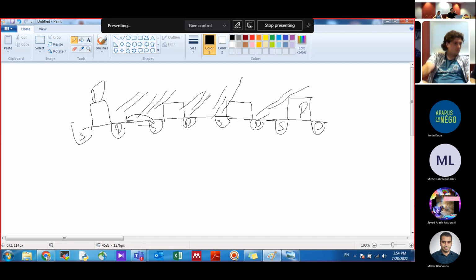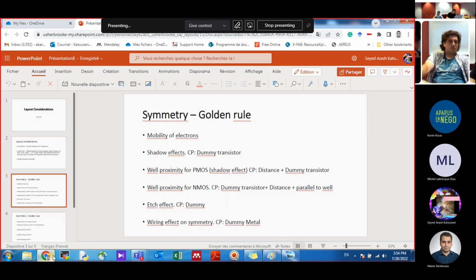So we are okay here? Yep. Is there other reasons to do dummies, other than tilting? Yeah, that's of diffusion. The well proximity is the one same as that.